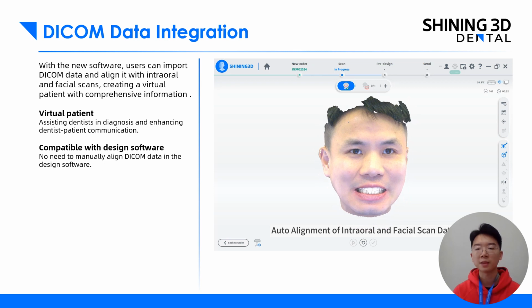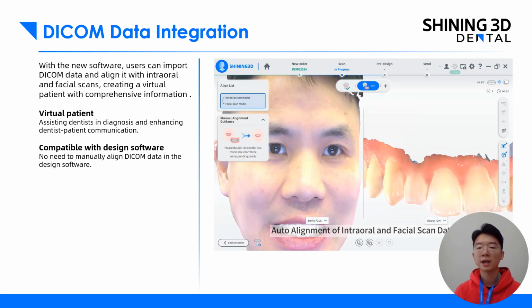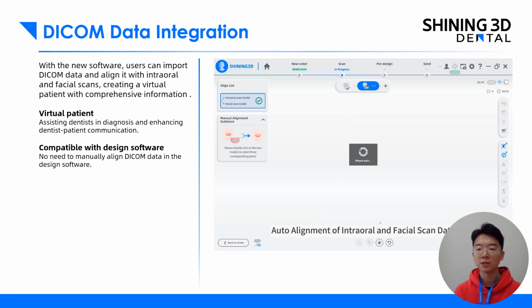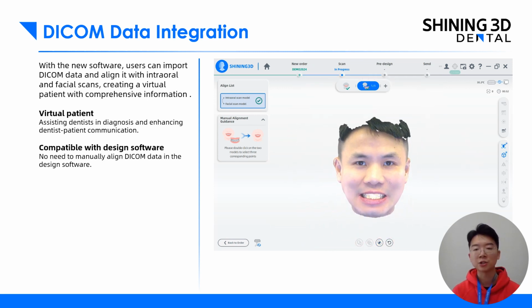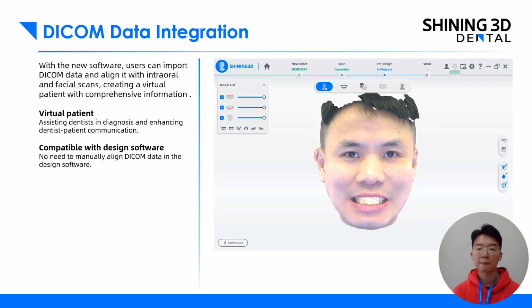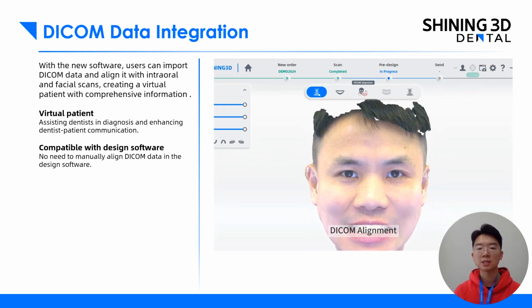As you can see from this slide, the video shows the auto alignment of the intraoral and face scan data first. So there is no need for us to choose different points to do the manual alignment. We can just use auto alignment for the face and intraoral data. But if we want to do the DICOM alignment, we need to click the DICOM alignment icon on the workflow bar, as you can see from this slide.